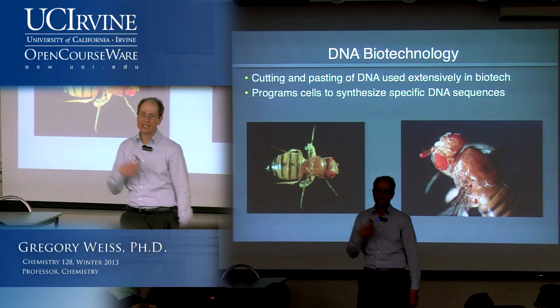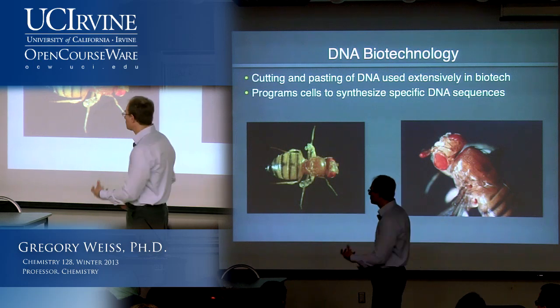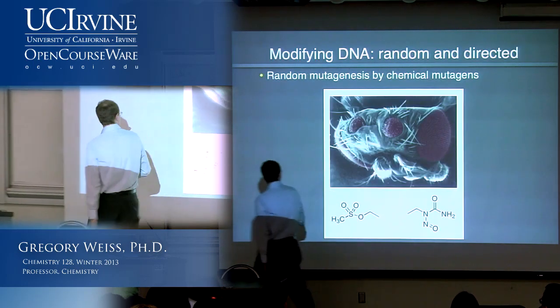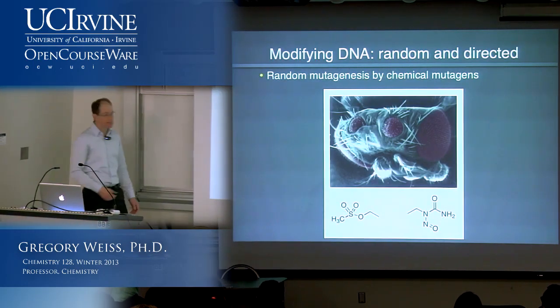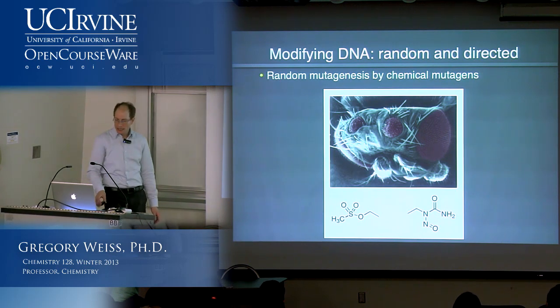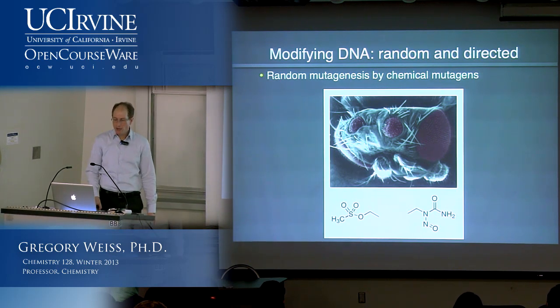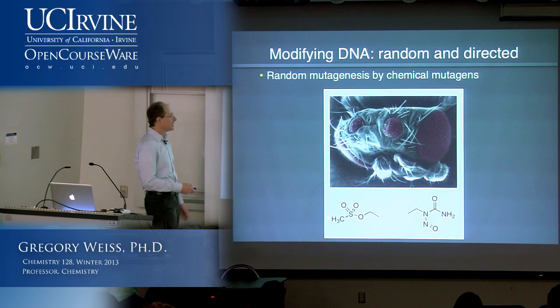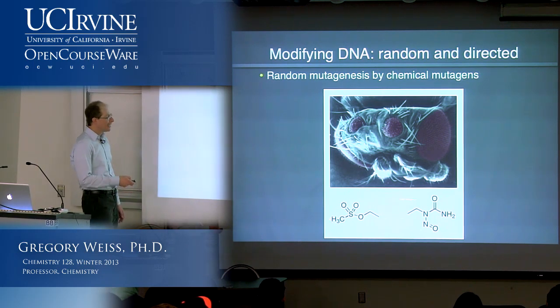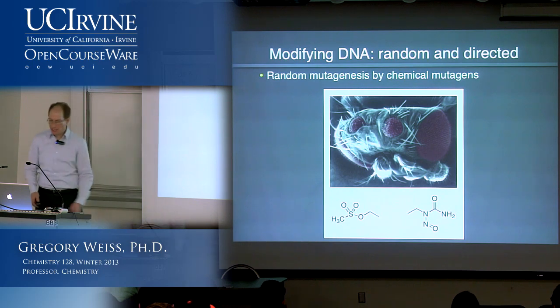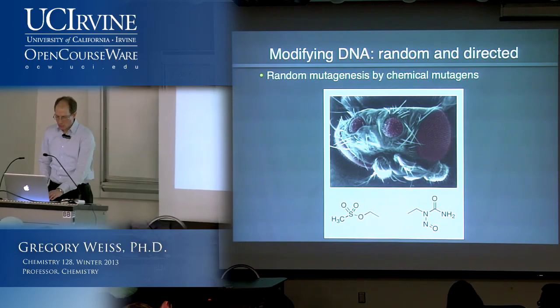And this is actually a fascinating story that deals with a heat shock protein. There's a couple of ways of modifying DNA in organisms. One way is to do it randomly, using compounds like this one, whose mechanism we'll talk more about on Tuesday. So let's stop here. When we come back next time, we'll be talking more about this.